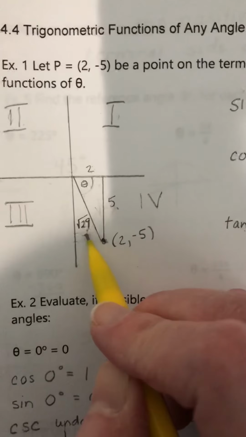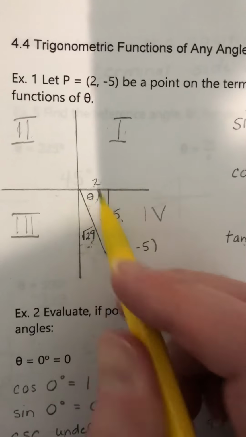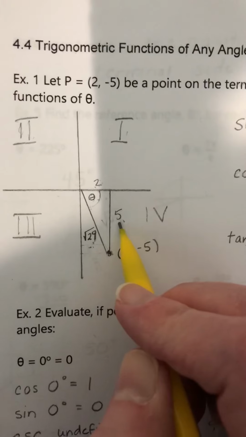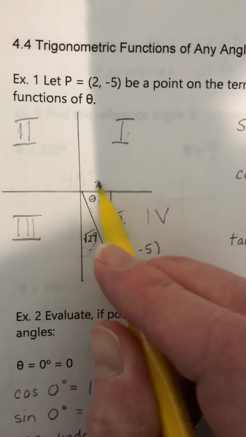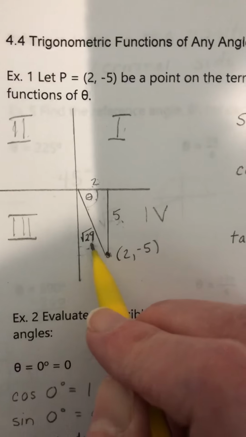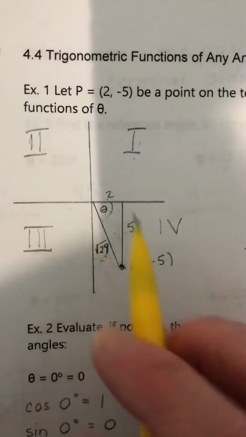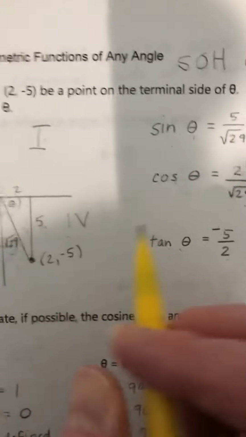To get radical 29, use the Pythagorean theorem. 2 squared plus 5 squared equals c squared. So 4 plus 25 is 29. Take the square root. I've labeled the quadrants 1, 2, 3, and 4 for reference.